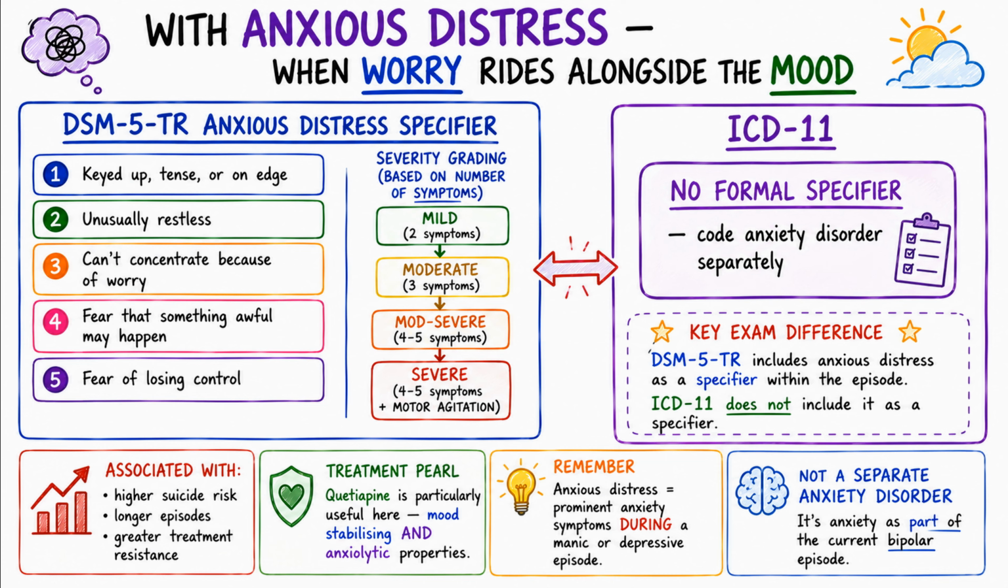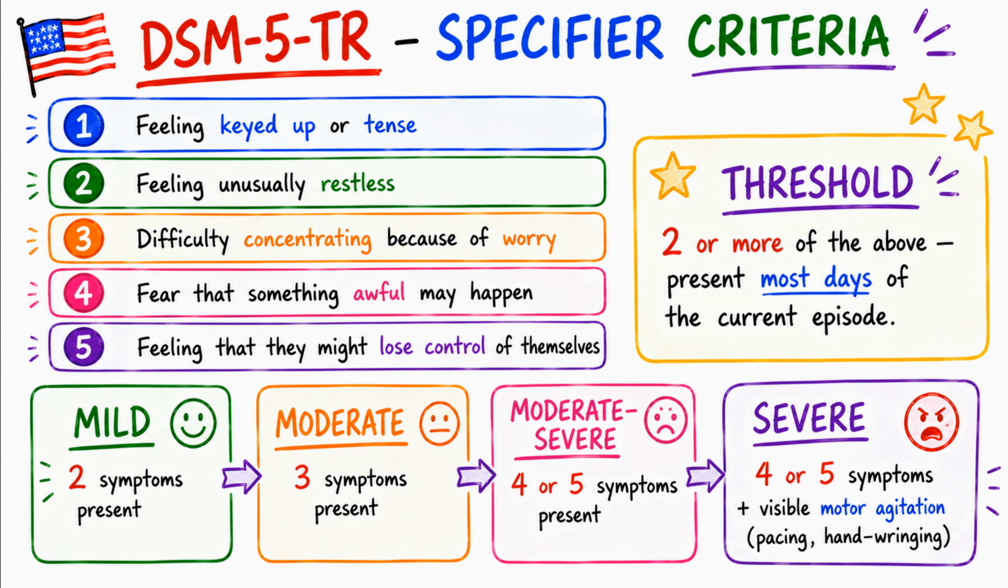Quetiapine works well here because it's both mood stabilizing and anxiolytic. And the key exam point, ICD-11 does not have this specifier. It doesn't exist in ICD-11. That difference between the 2 systems is one of the most tested facts in this whole topic. 5 criteria, 2 needed, 4 grades of severity. That's the structure of the anxious distress specifier in DSM.